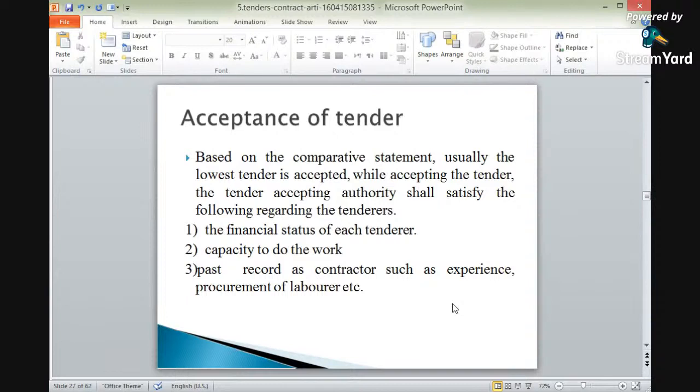Again, the past record as a contractor, such as experience, procurement of labor, etc. The past 3 years of experience should also be taken care of: whether he has experience in the proper field or not. Whether he has past experience in the particular type of construction work we are giving, and the availability of labor also. Whether he has a sufficient number of laborers for the execution or not. So past record and experience are to be taken care of in this case.